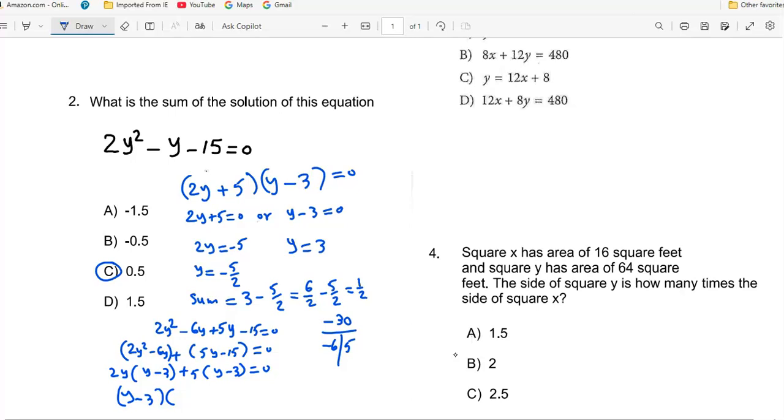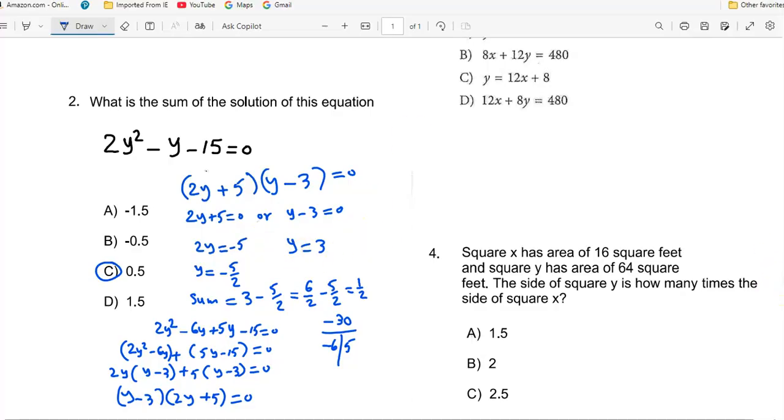Y minus 3 times what is going to give you the first term, 2y. Y minus 3 times what is going to give you the second term, 5, just 5, multiplied by 5. Now we got what we had before, and from here you're going to finish it the way we did in the first part of the problem.